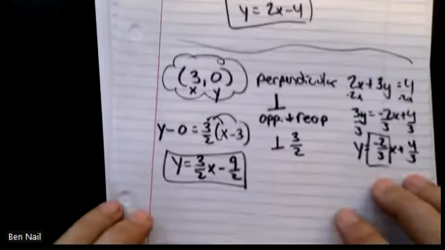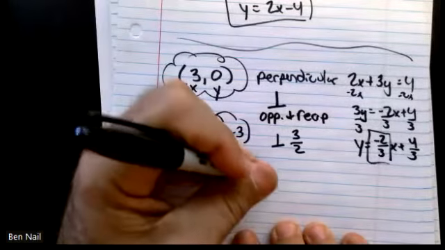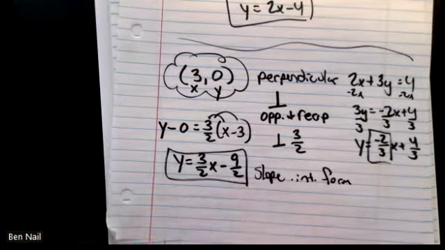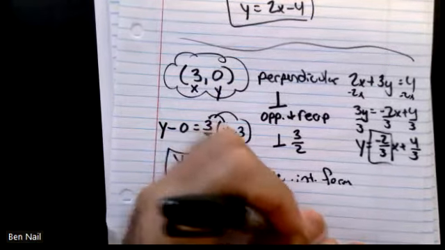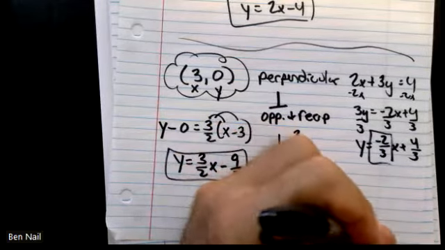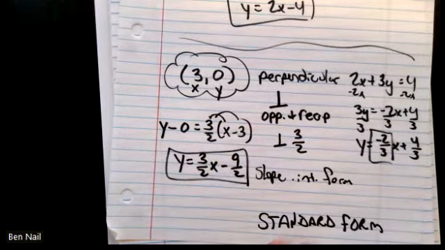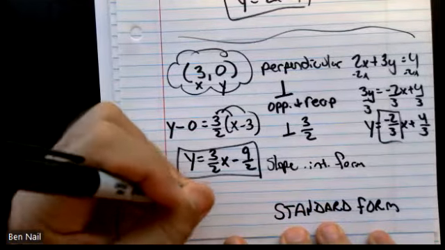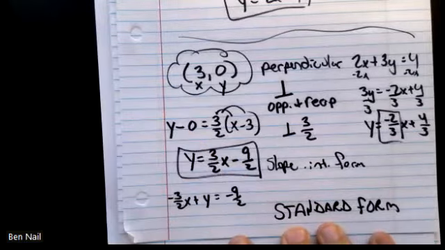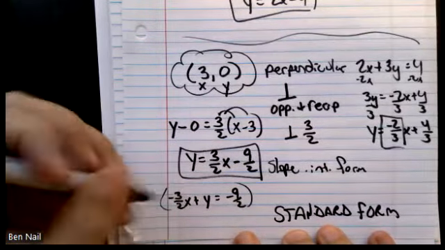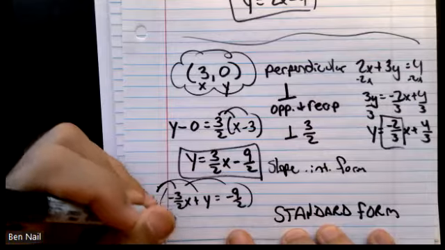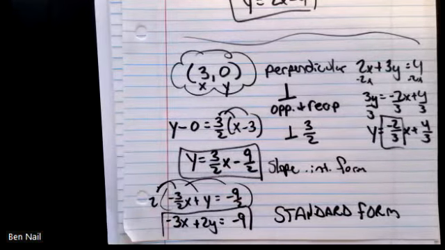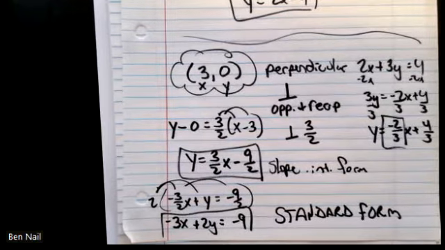Then, like I said, just pay attention to the fact that if they don't specify, slope intercept form is fine. If they specify that they want standard form, they want X and Y on the same side and no fractions. So again, with this one, you've got to move your X over. So that would be negative 3/2 X plus Y equals negative 9/2. If we multiply everything by 2, we get negative 3X plus 2Y equals negative 9. And that would be my standard form.